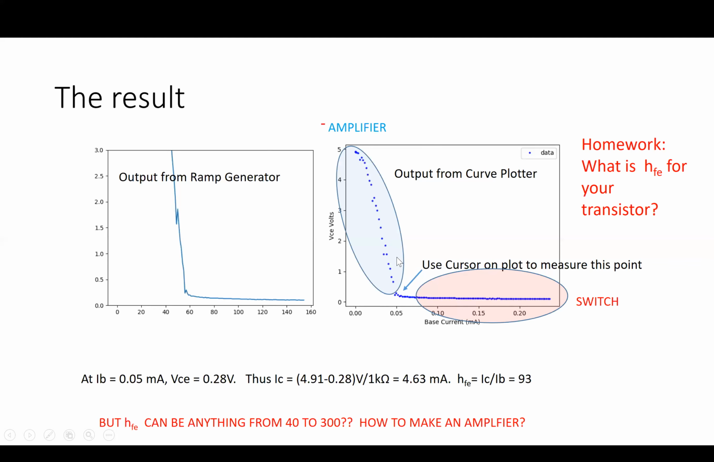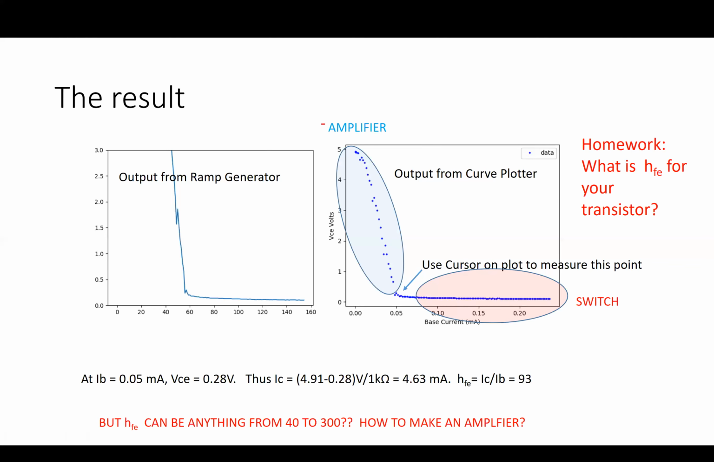So the voltage across the resistor then is the collector voltage of 0.28 volts, taken away from that 4.91 volts, which was the positive supply, divided by the 1 kilo ohm. Remember, the collector resistor was 1K, not 10K, and that gave me 4.63 milliamps. 4.63 milliamps divided by 0.05 milliamps is 93. So my HFE is about 100, and that squares with the data sheet.